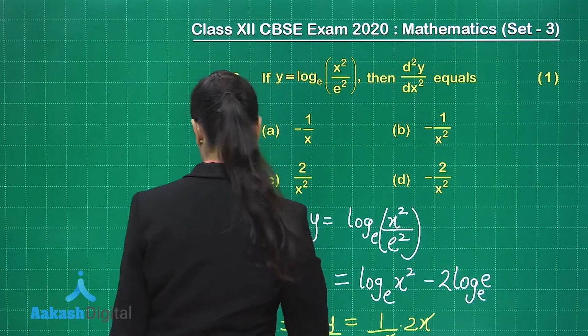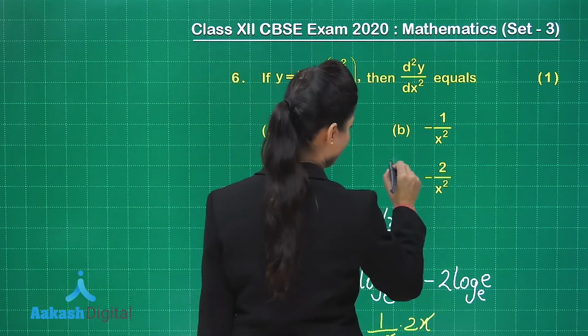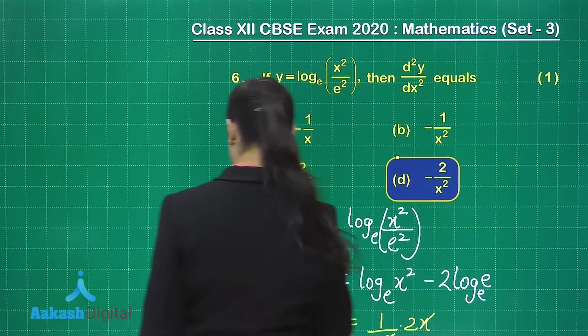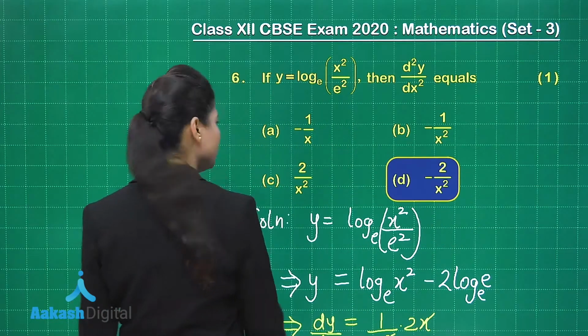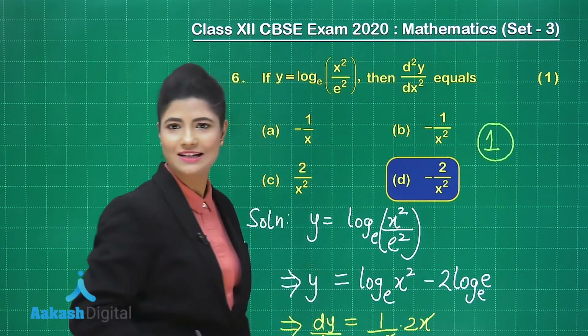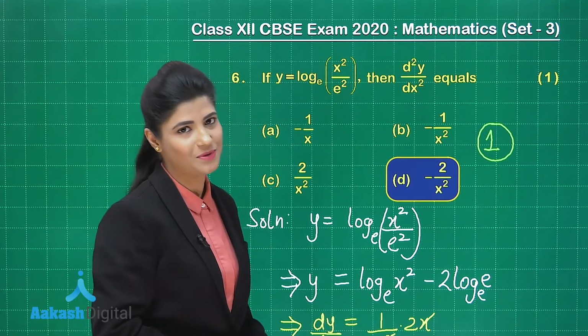So I get the required answer for this question in option D, and you can clearly see here we get the correct answer, and you will get the complete 1 mark for answering this question right. I hope it's clear to you. Now let's proceed to question number 7.